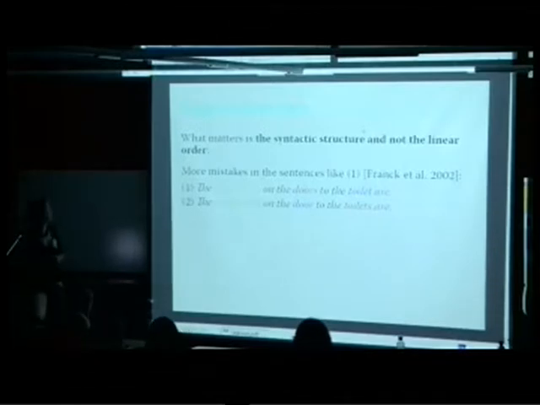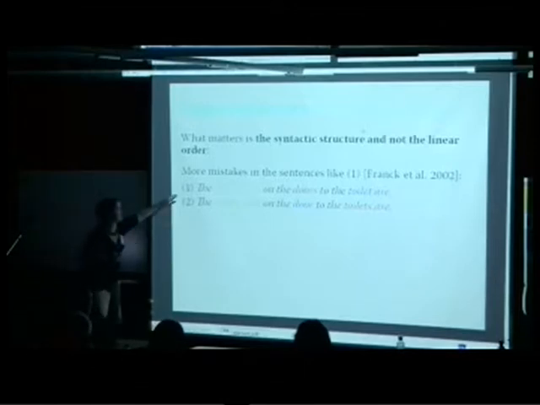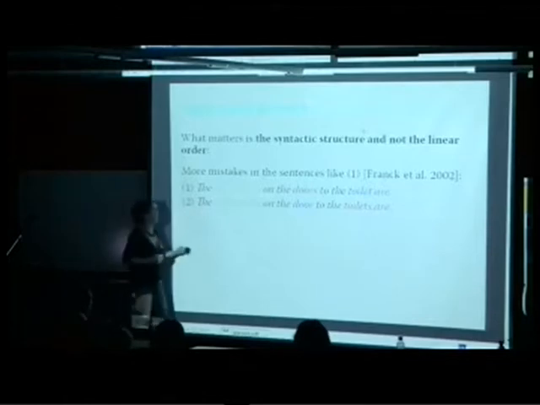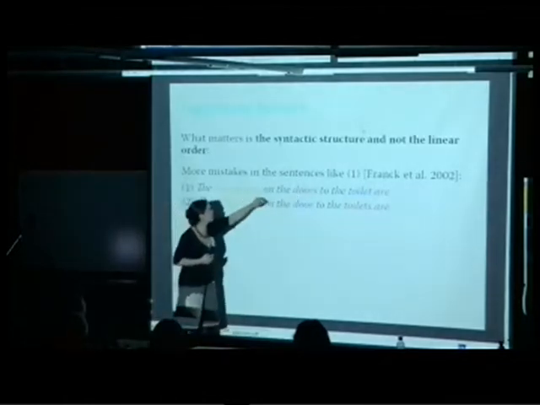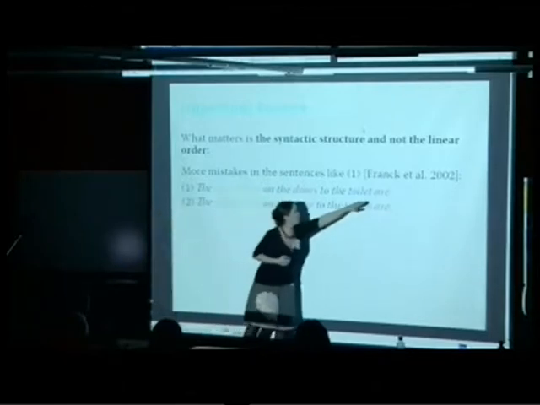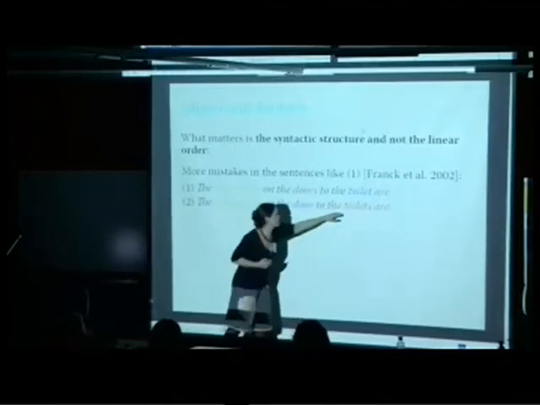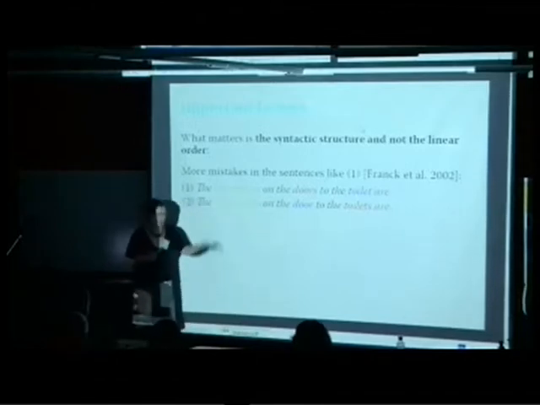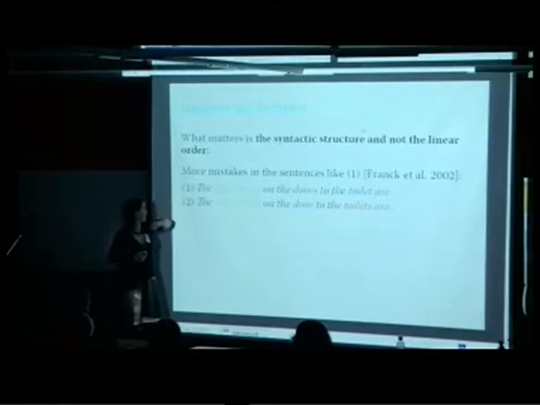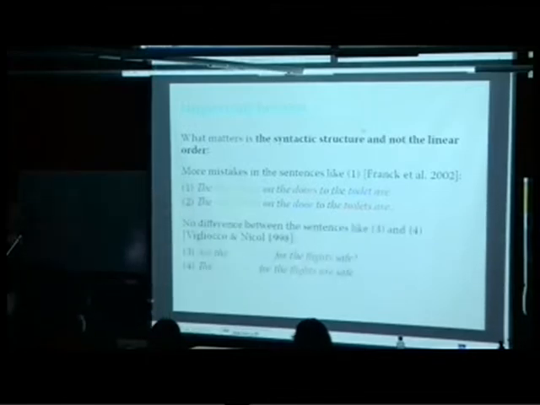Then if you look at different factors that were identified as important, first of all, and probably most important of all, it was noted that what matters is syntactic structure and not the linear order. So first, you can see that there are more mistakes in sentences like one, the inscription on the doors to the toilet, than in sentences like two. Here the plural is structurally hierarchically closer to the head noun, but further away from the verb. Here the plural is right by the verb, but structurally distant from the head noun of the subject phrase. And people make more mistakes here than here.